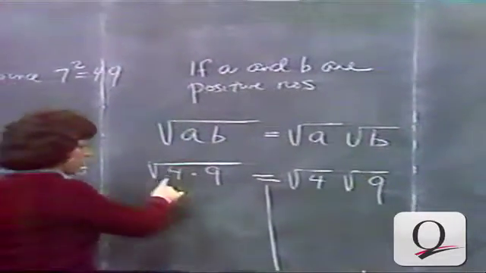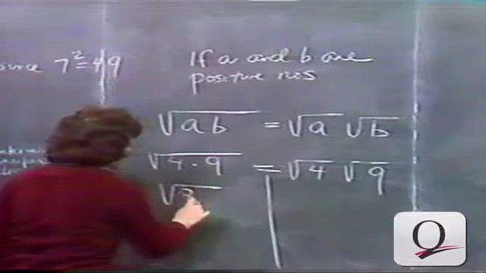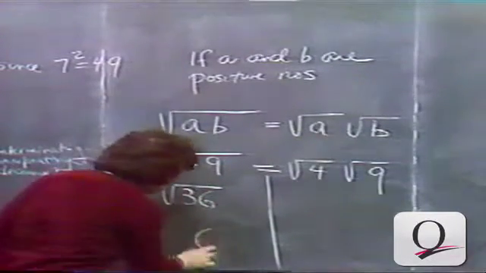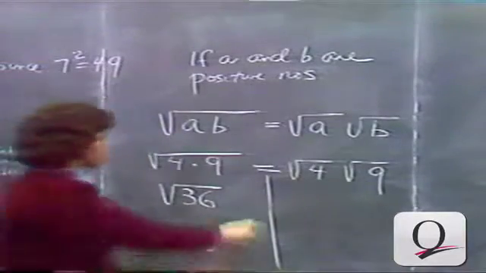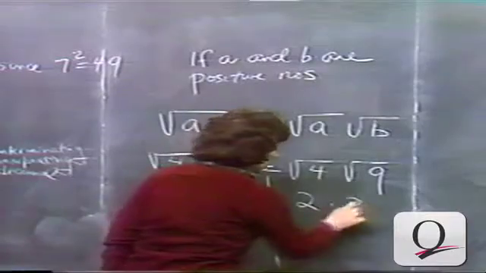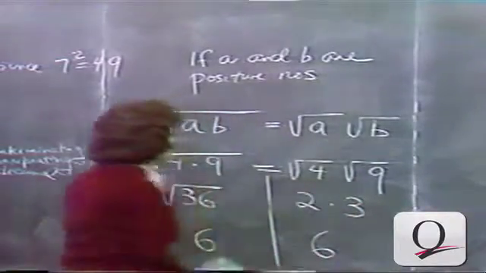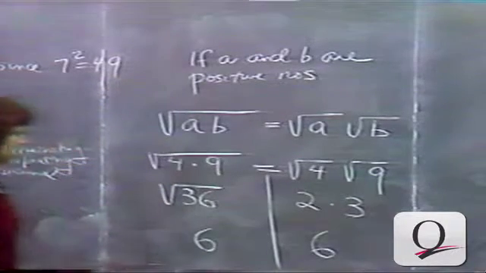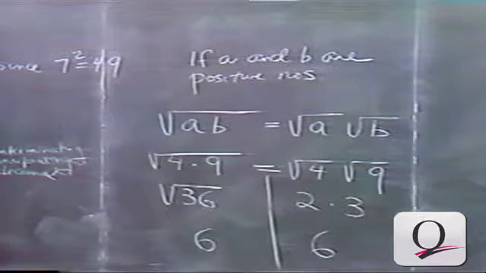Now, I picked that because it's something that we can work out. The square root of 4 times 9, of course, is the square root of 36. Now, 36 is a perfect square. The positive square root of 36 is just 6. The square root of 4 is 2. The square root of 9 is 3. And 2 times 3 is 6. So apparently, at least it works in this example. Now, this is not a proof, but at least it shows you that the rule seems to make sense.